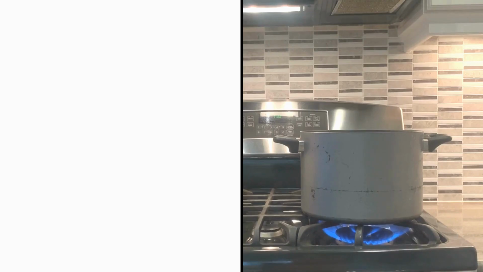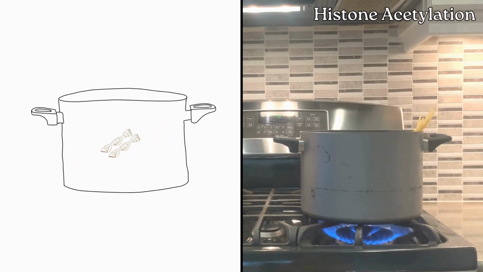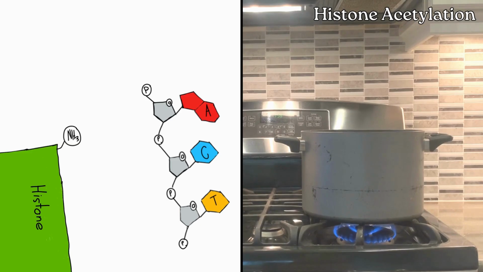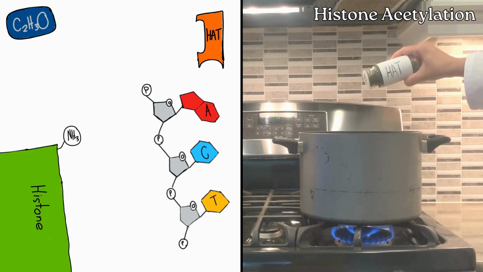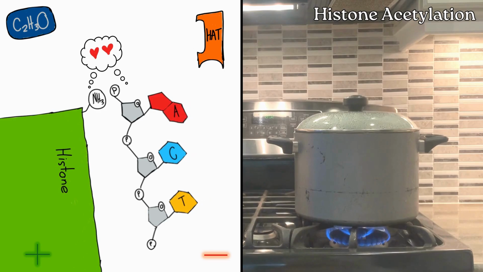But what about the genes we do want? In histone acetylation, we still start with our chromatin, just remembering our histones. We add in our spices, but different ones, acetyl groups and HAT enzymes. When cooking, you gotta remember that your histones and DNA have opposite charges. That's why they bind. They're dating.